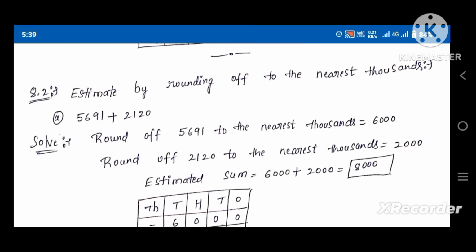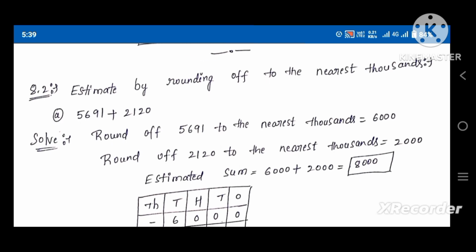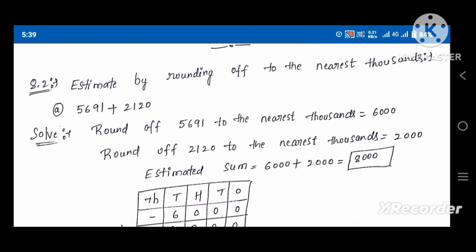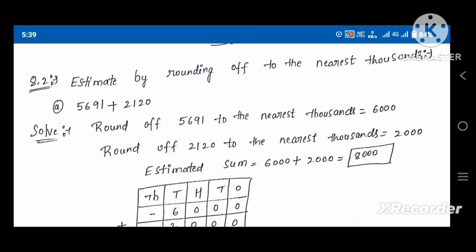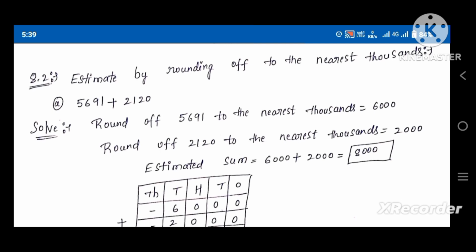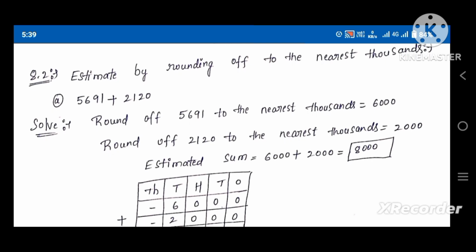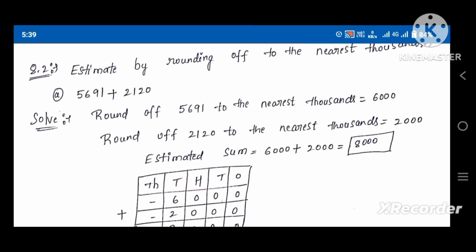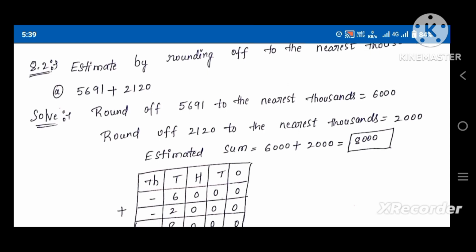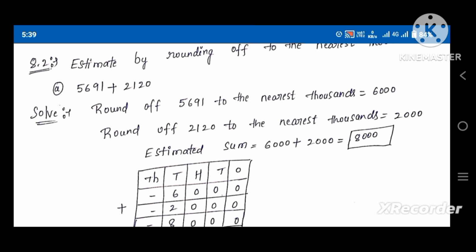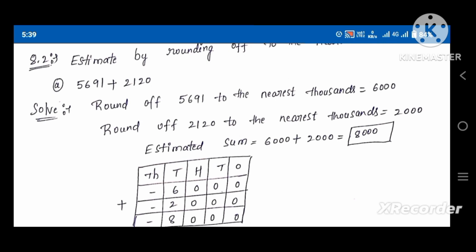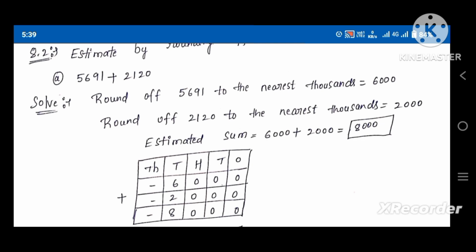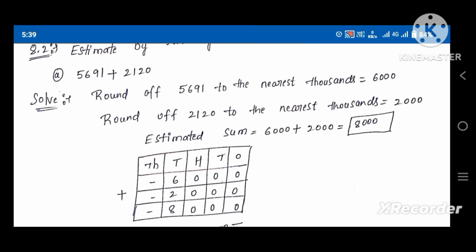8.2 Estimate by rounding off to the nearest thousands. A. 5691 plus 2120. Solve. Round off 5691 to the nearest thousands is equal to 6000. Round off 2120 to the nearest thousands is equal to 2000. Estimated sum is equal to 6000 plus 2000 is equal to 8000.